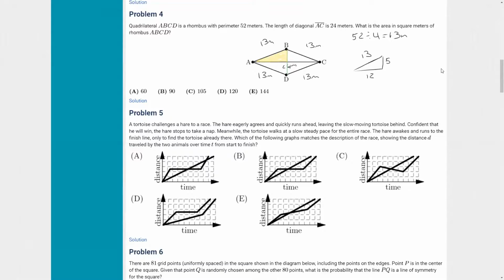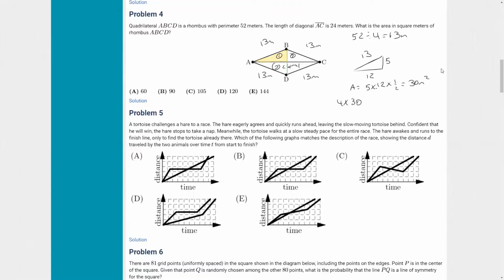And this is a very common triangle. It's a 5 by 12 by 13 triangle, which we can figure out using the Pythagorean theorem. So given these dimensions, the area of the triangle is 5 times 12 times 1 over 2, which is 30 meters squared.